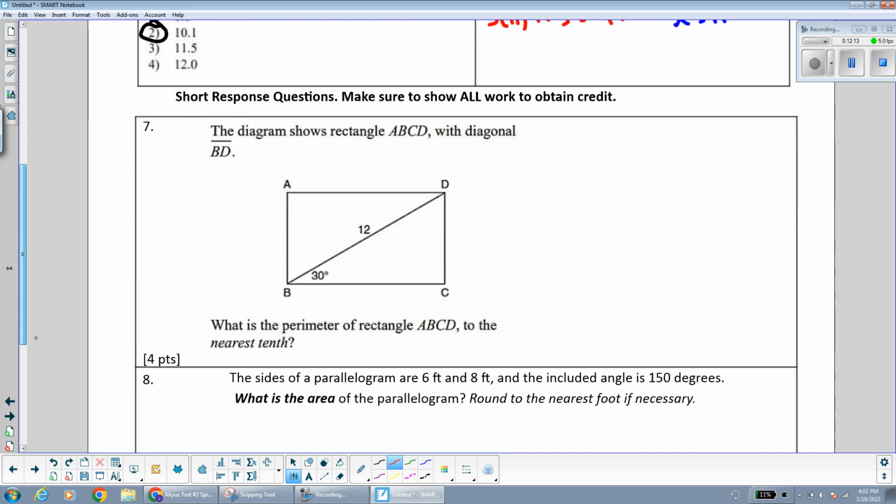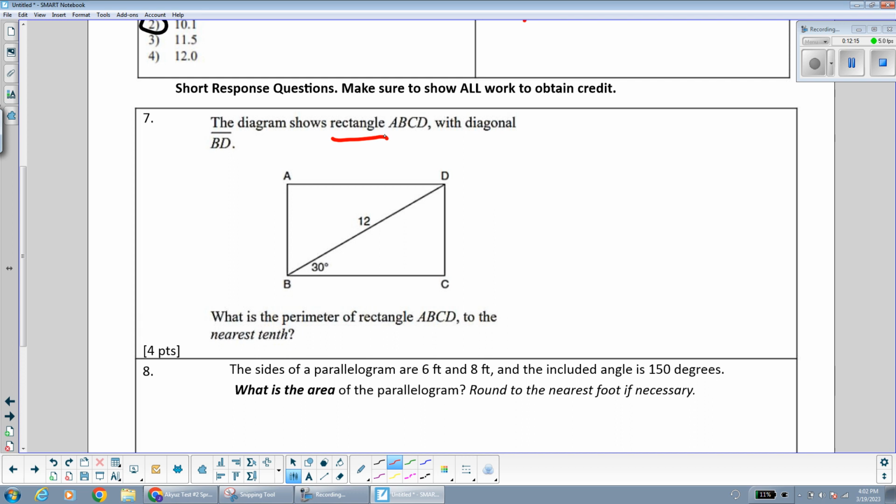Okay, moving along. Here we have a rectangle, and rectangles have 90-degree corner angles. So this angle has no choice but to be 60, and this one has no choice but to be 30, and that leaves this one with no choice but to be 60. So what we have here are two 30, 60, 90 triangles. And 30, 60, 90 triangles have sides that are in the ratio 1 to radical 3 to 2.